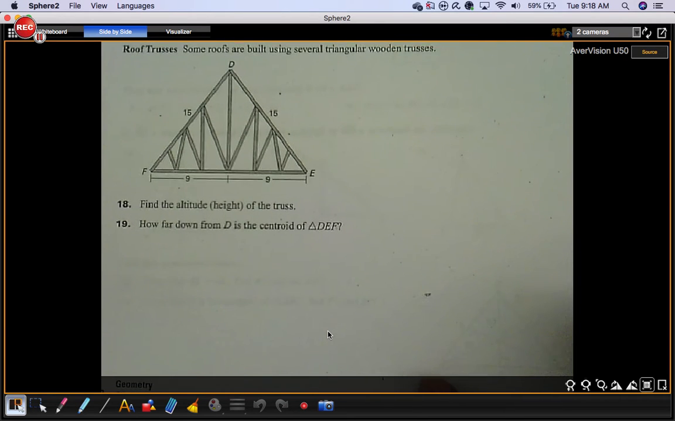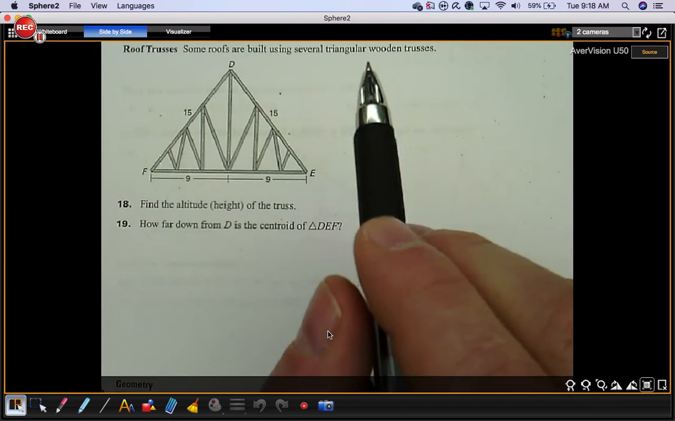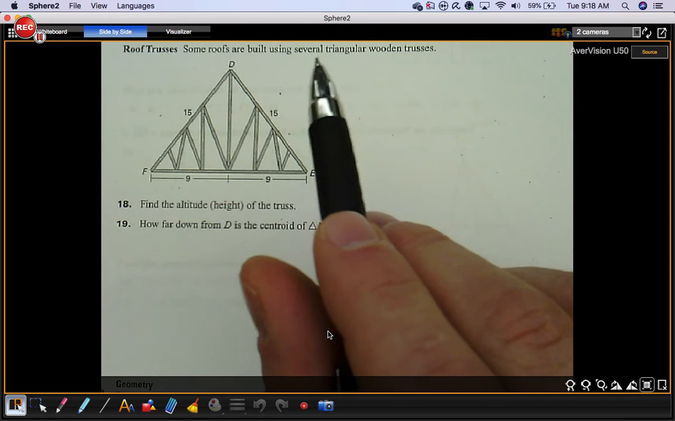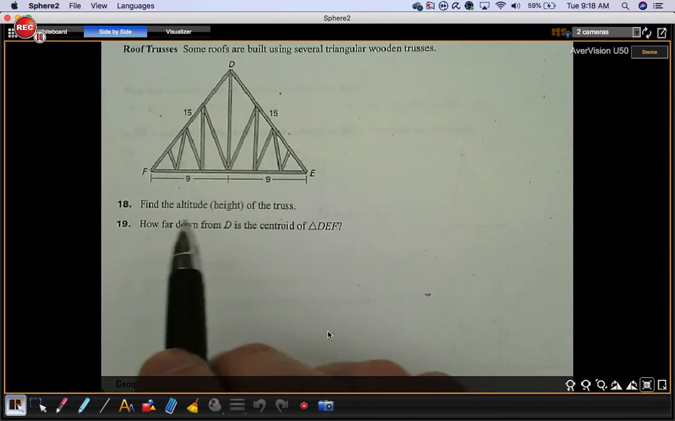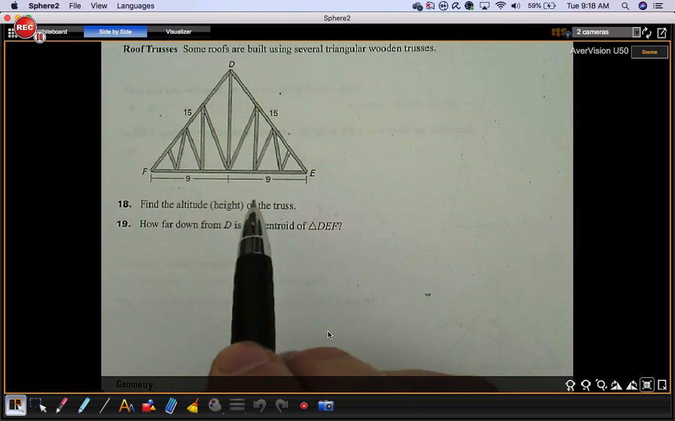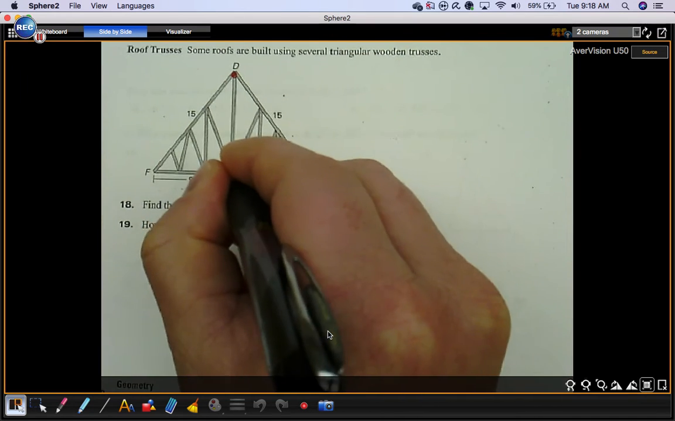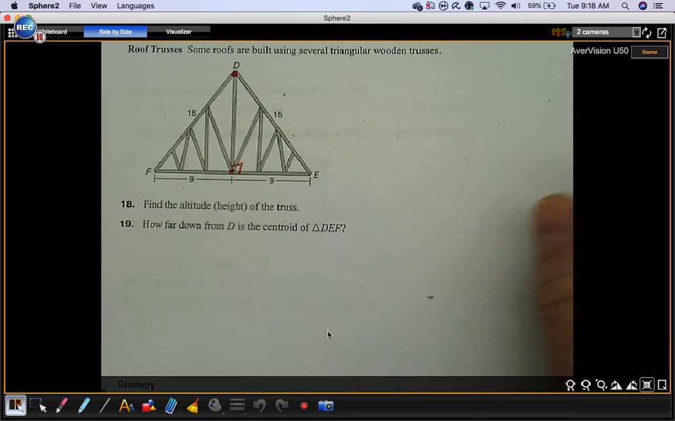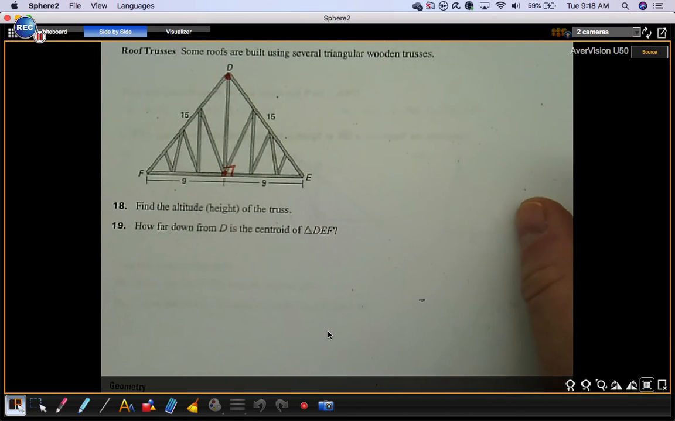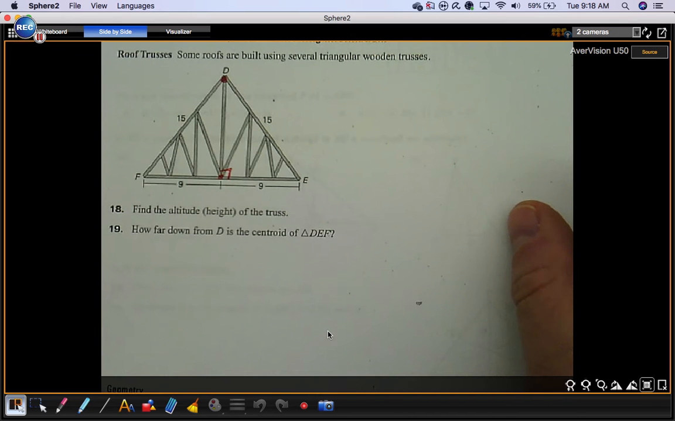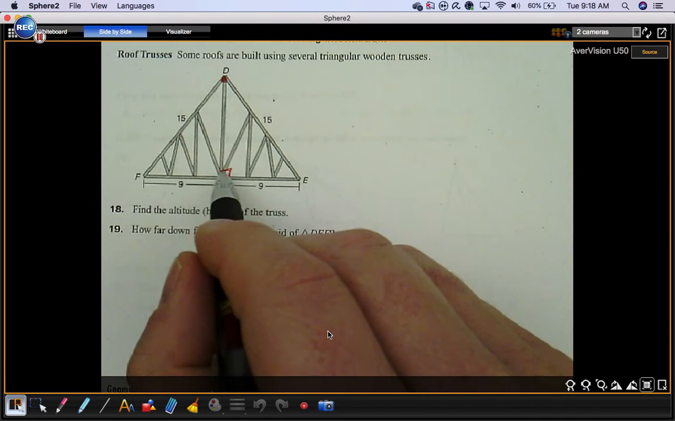18 and 19 is about roof trusses. Some roof trusses are built using several triangular wooden trusses. Find the altitude or height of the truss. So the altitude would be this guy as long as that's a right angle. And it should be. If the carpenter building your truss is a decent carpenter, that should be a right angle.